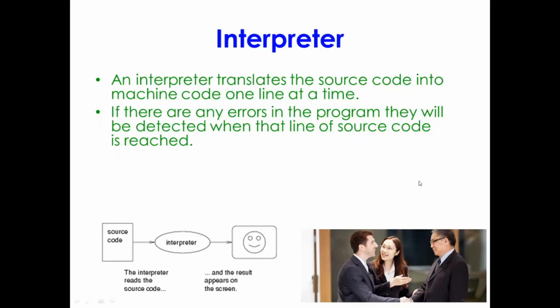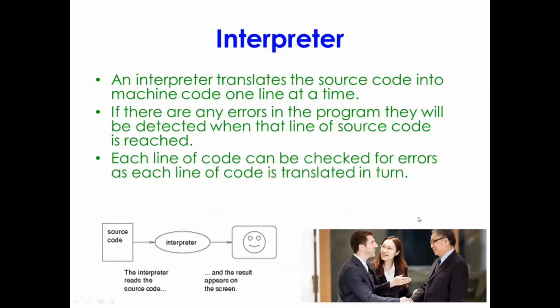It means that it's easier to find errors because it's translating line by line, and if the line is not correct, it will not translate. So it's easy to find the errors in this case. Each line of code can be checked for errors as each line of code is translated in turn. So if there are errors, you can easily find them. Instead of reading the whole program, you will know which line has the errors.